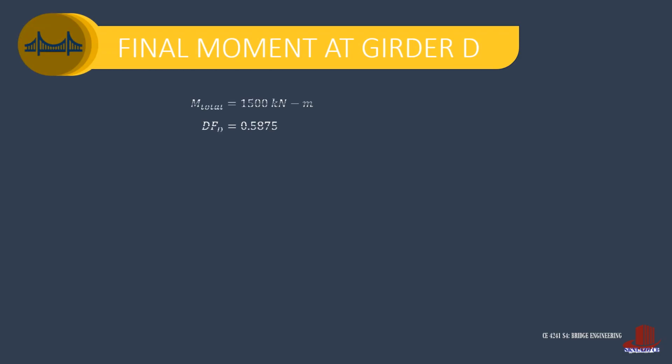Since we already figured out how much girder D carries, we can then solve for the moment. The moment is the distribution factor multiplied by the total moment. This is 58.75% of 1500 kilonewton meter, and the result is 881.25 kilonewton meter.